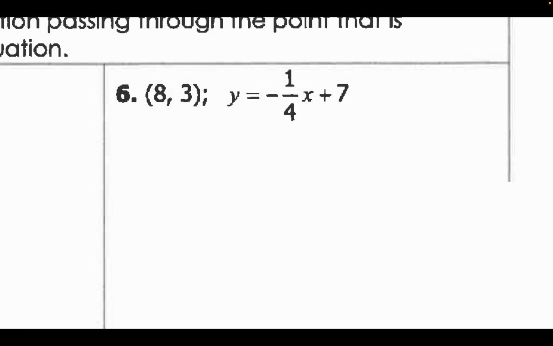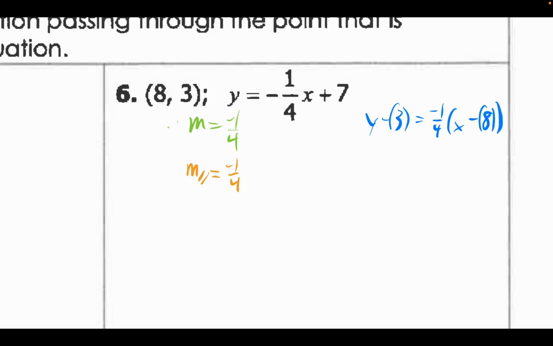On number 6 here, the slope of this current line is negative 1/4, and the slope of our line parallel to that would be the exact same, negative 1/4. And so as I plug this in, I get y minus 3 is equal to negative 1/4 times x minus 8. So that's y minus 3 equals negative 1/4 x plus 2 as I distribute the negative 1/4. And if I add 3 to both sides, I get y equals negative 1/4 x plus 5.